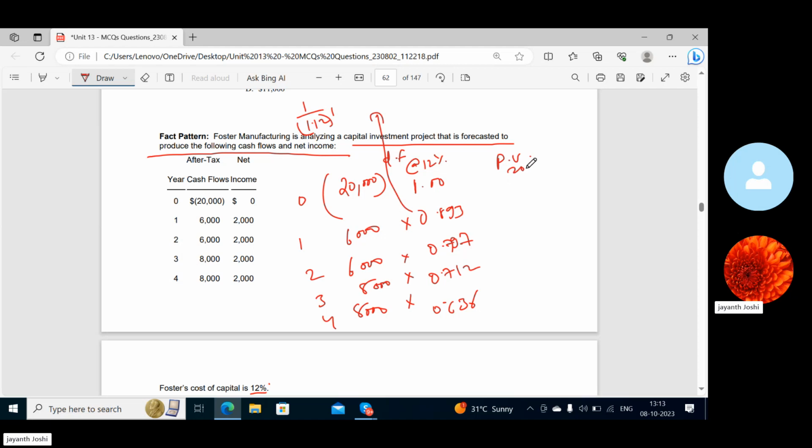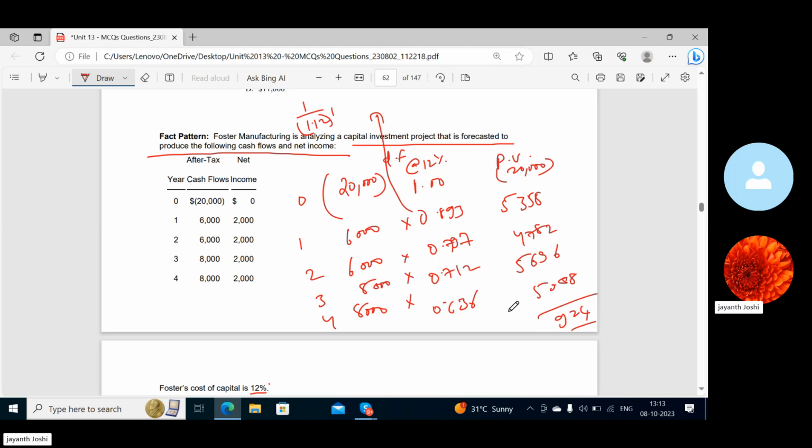So the first one is going to be 20,000 as usual. This one is going to be 5,358. The second is going to be 4,782, then 5,696, and then 5,088. So 924 is your NPV, right?